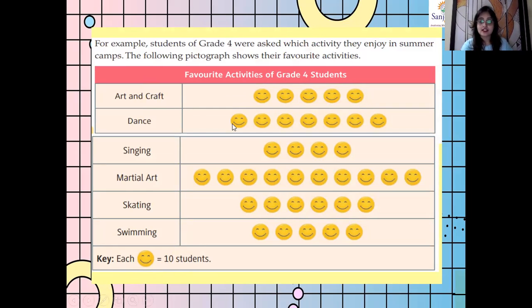Let us check on dance. 1, 2, 3, 4, 5, 6, 7. So 7 tens are 70 children like dance. Then 4 are for singing, so 40 children. Martial art, 1, 2, 3, 4, 5, 6, 7, 8, 9, 10. 10 tens are 100, so 100 children like martial art. Then skating is 6 smileys, so 60 children like skating. And swimming is 5 smileys, so 50 children like swimming.